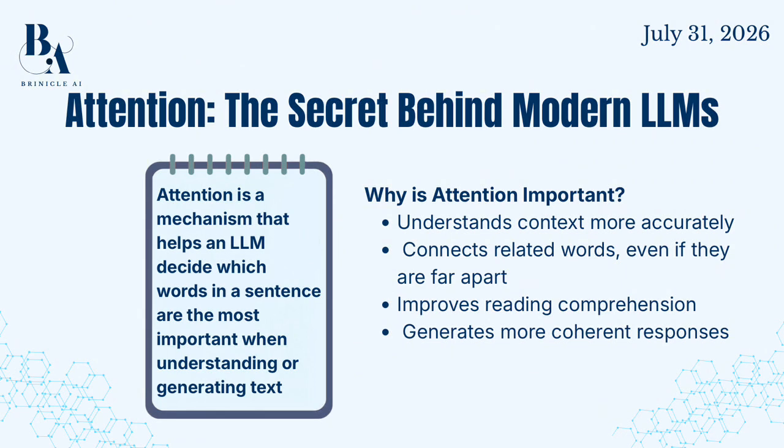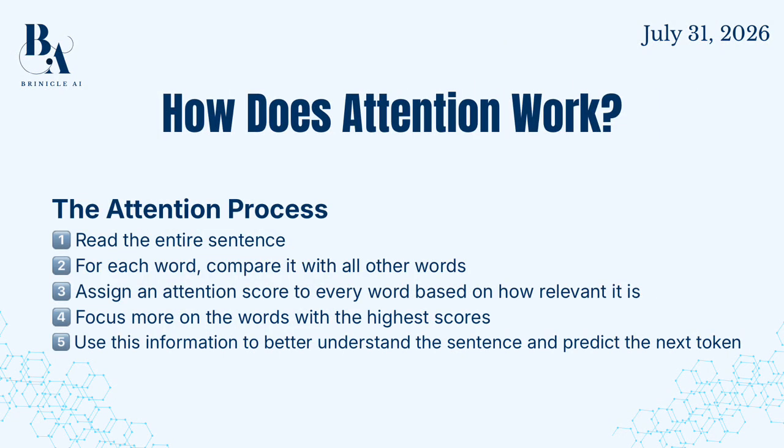For example, the sentence is, "The cat chased the mouse because it was hungry." The question is, who does "it" refer to? The cat. Using attention, the model focuses on the relevant words to understand that "it" most likely refers to the cat, not the mouse. Let's look at what happens inside an LLM.